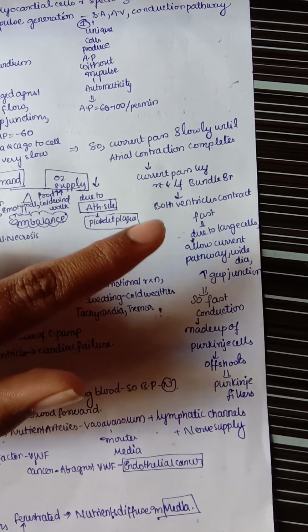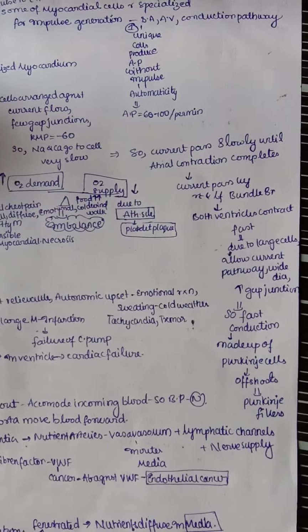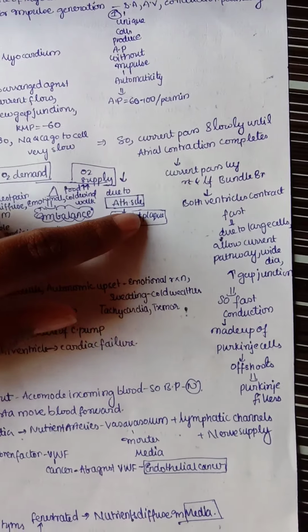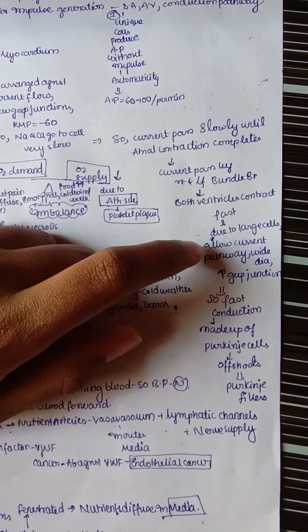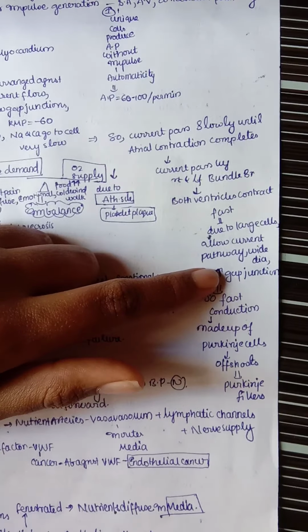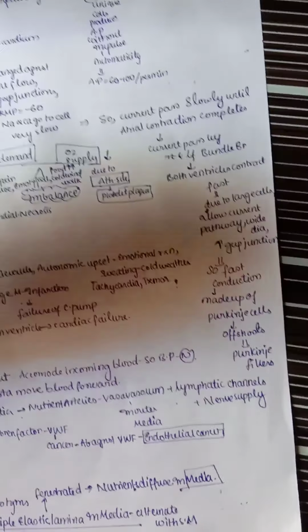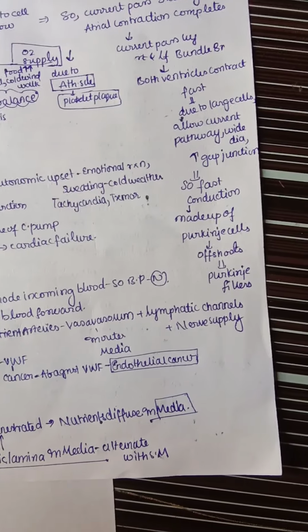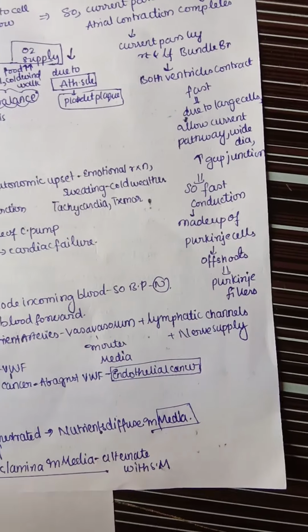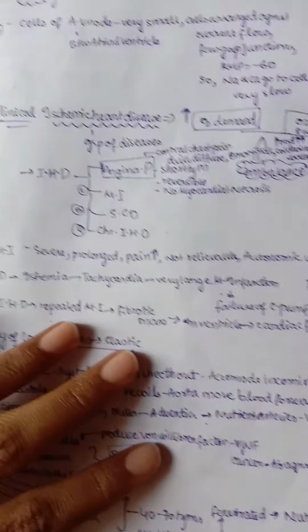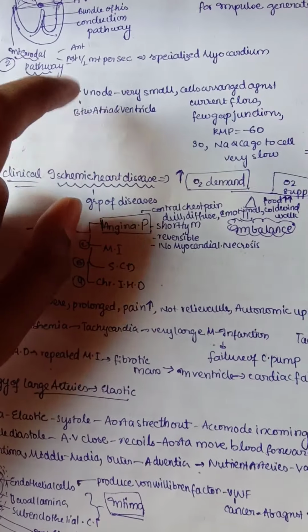Why in the Purkinje fibers and bundle of His are the cells fastest? Due to the large cells along the current pathway, they also have wide diameter, and they have increased gap junctions, that is bigger gap junctions. So fast conduction takes place, and it is made up of Purkinje cells, and their offshoots are nothing but the Purkinje fibers.